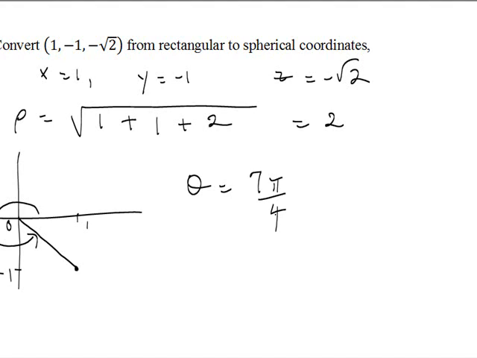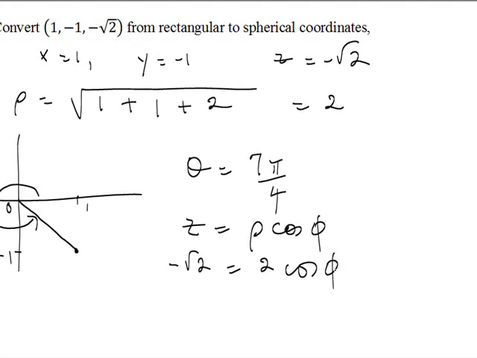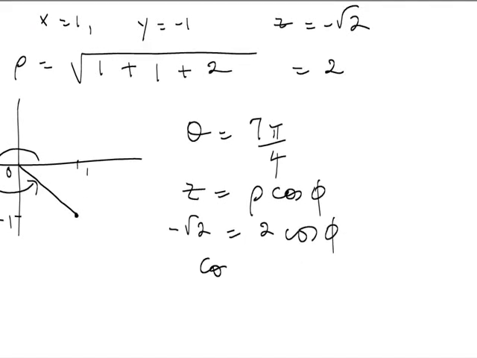Now we need phi, right? Phi is quite easy to find. You don't have to do any drawing. Just use the formula that z equals rho cosine phi. Just use that. And then just plug this in. So you have minus square root 2 equals 2 cosine phi. So cosine phi is minus square root 2 over 2, which works out to be 3 pi over 4.